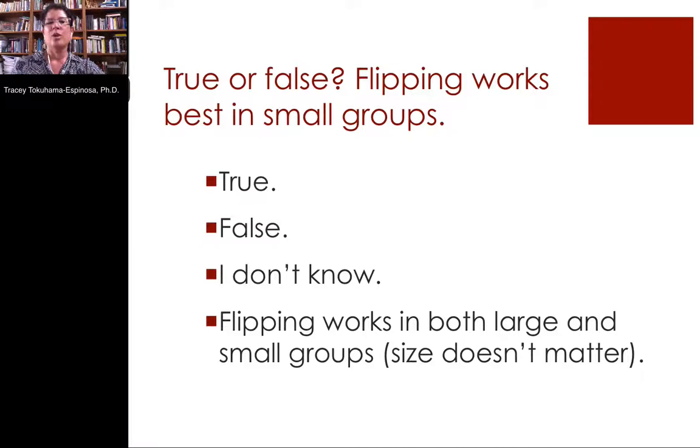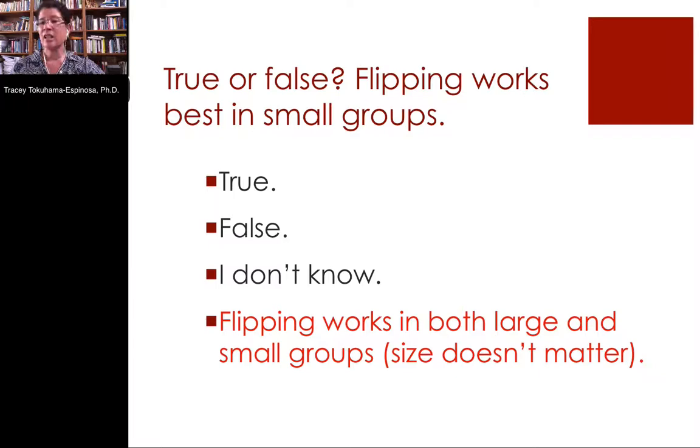So what do you think? Does flipping work just in small groups or in big groups, or in both large and small groups? It basically works in all size classrooms. It can be done on an individual scale, as you've seen sometimes in the experience of the Khan Academy, where they have short videos and then they have self-teaching on a one-on-one kind of level. But you can also do this in a larger classroom with many more students as well.